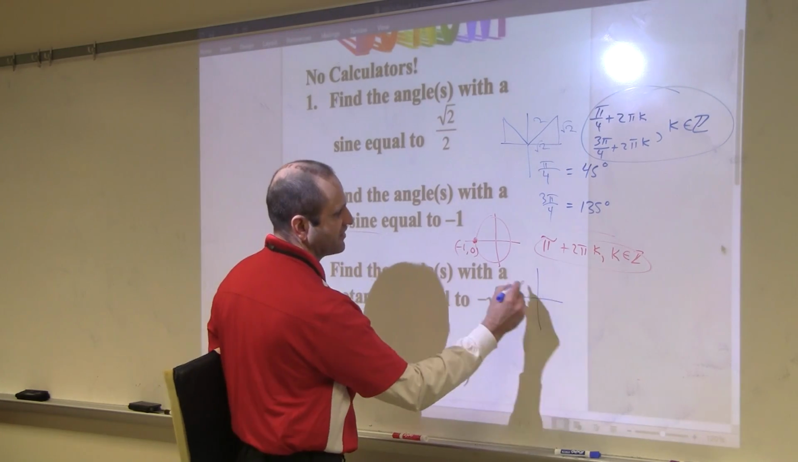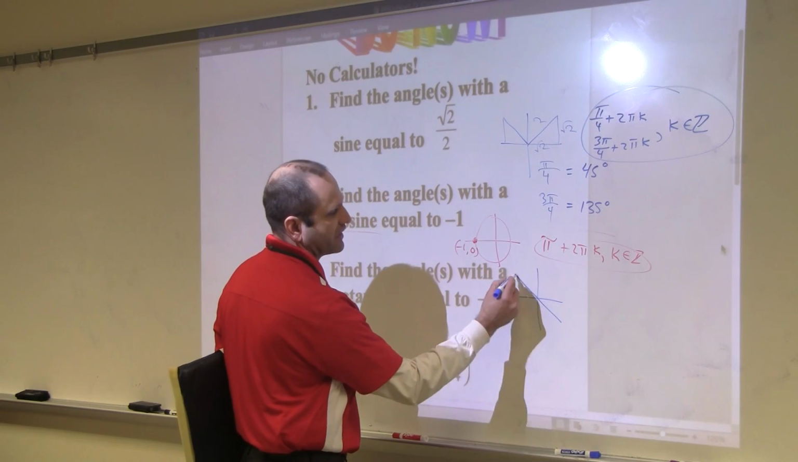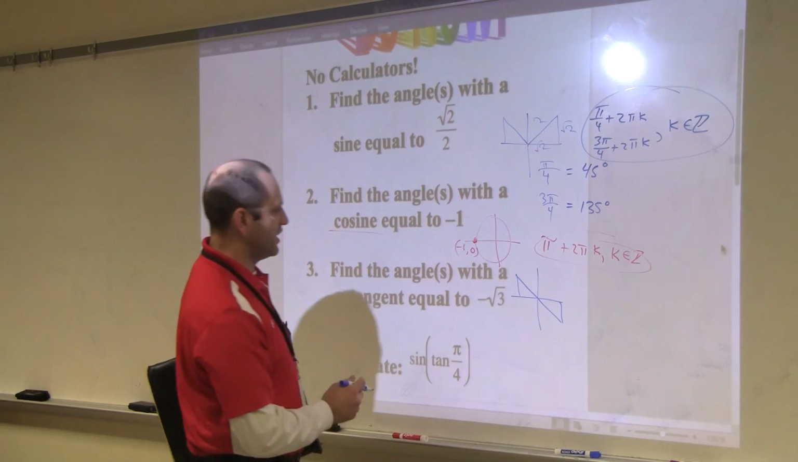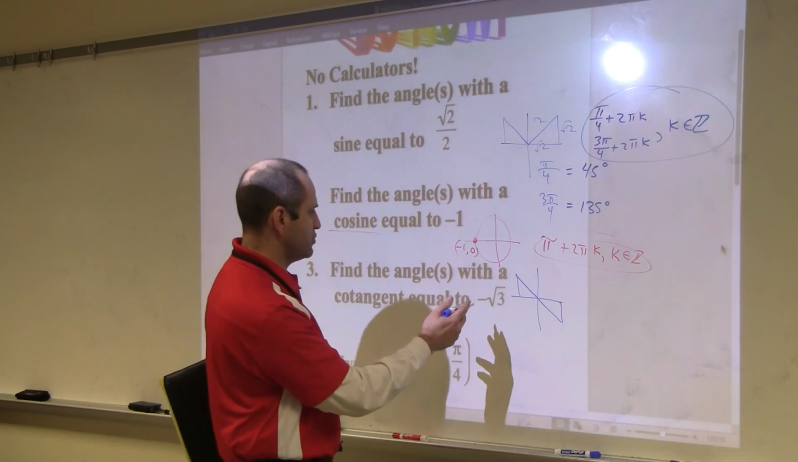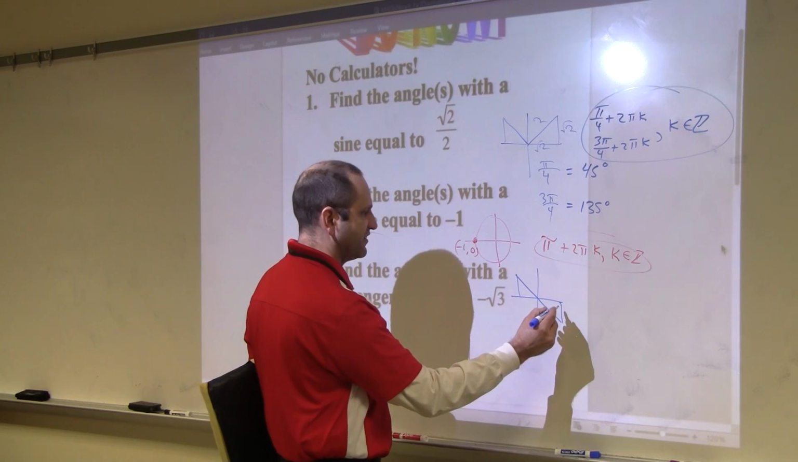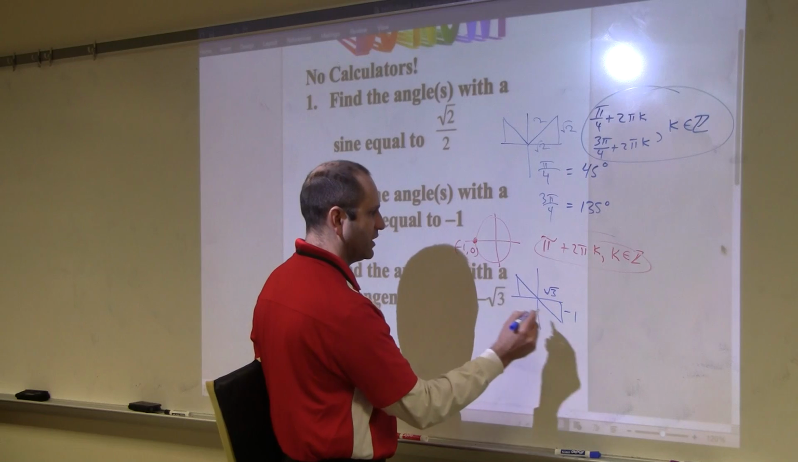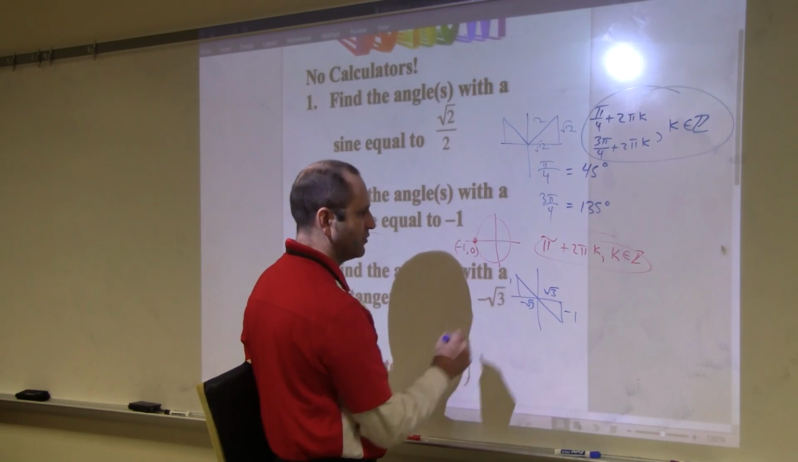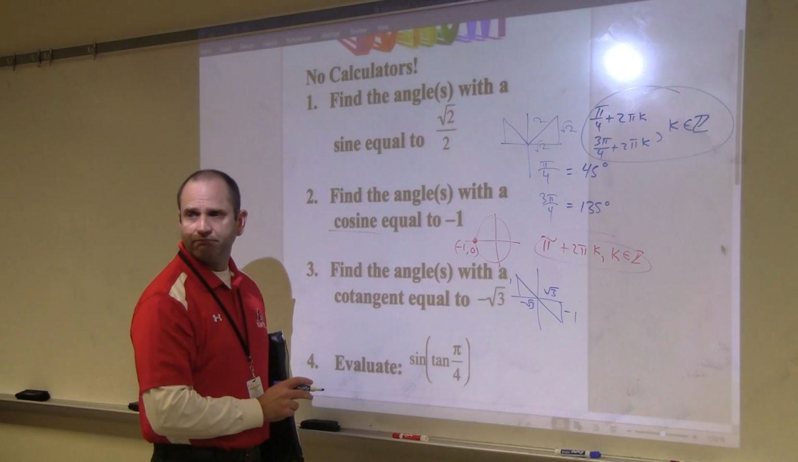2 and 4, because there x would be negative, y would be positive here, x would be positive, y would be negative. So we've got both of those locations, and we want cotangent to be negative root 3. This would be positive root 3 over negative 1, and this would be negative root 3 over positive 1. And so what would the missing side be?